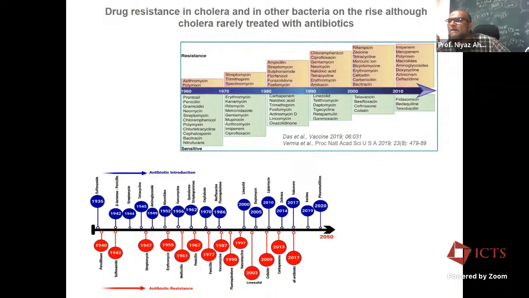See, cholera is rarely treated with antibiotics, as I told you before, but you still see an increase in antibiotic resistance, and the choice of antibiotics for treatment of cholera has steadily gone down. Okay. And the cartoon below gives you the scenario for other bacteria also. So the situation is not very pleasing.